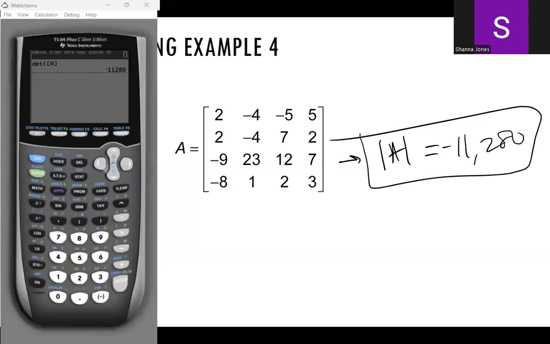All right. So, question came up. Let's double check that my numbers are correct. No, it should be the same. I have 2, negative 4, negative 5, 5. I have 2, negative 4, 7, 2. I have negative 9, 23, 12, and 7. I have negative 8. See, look. I have 2, 3, 3, 3. I asked you guys to double check me. I can't see these tiny numbers over here.